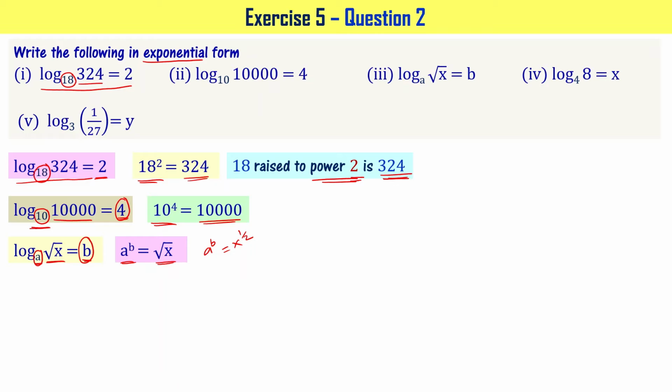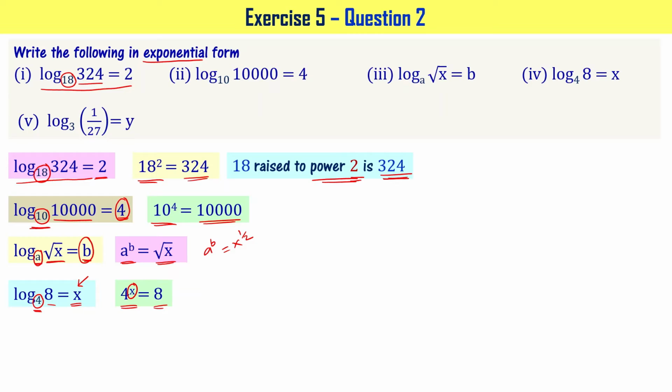Now let's look at the next part of the problem, that is log of 8 to the base 4 equal to x. So this base becomes the base even in the exponential form and this x is going to be the exponent. For that reason, I can write it as 4 power x equal to 8, right? You can read it as 4 raised to power x is equal to 8.